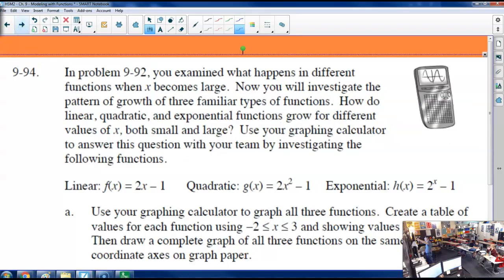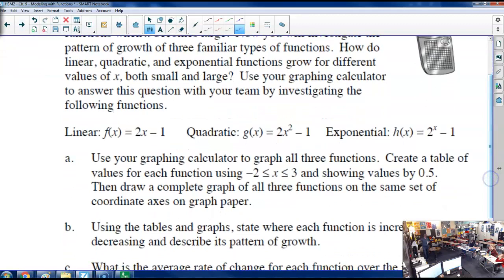Compare these. They're all very, very similar. They use 2 and x and minus 1. So what we're going to do now is create a table. Go ahead and delete all your other y equals and replace them with these three functions.